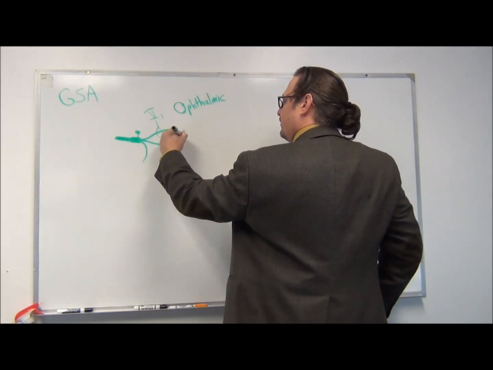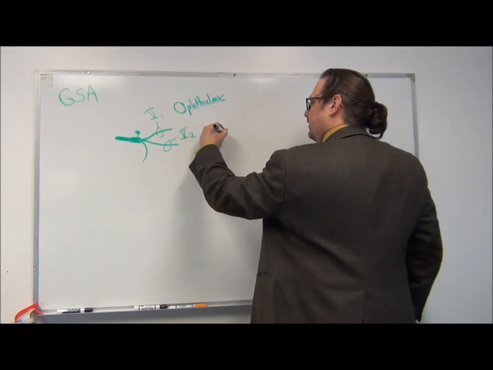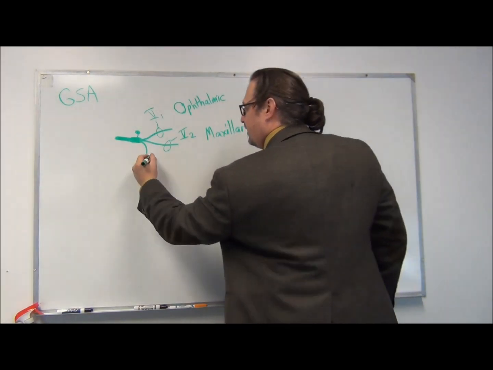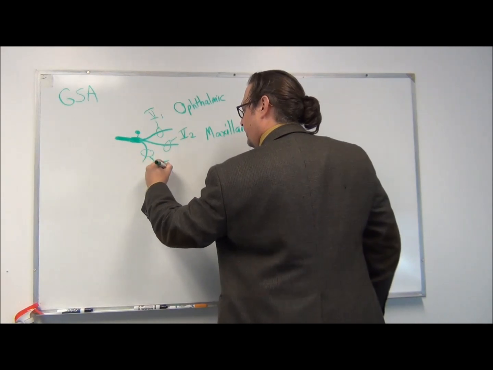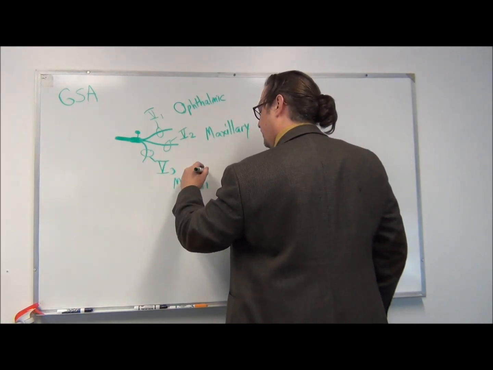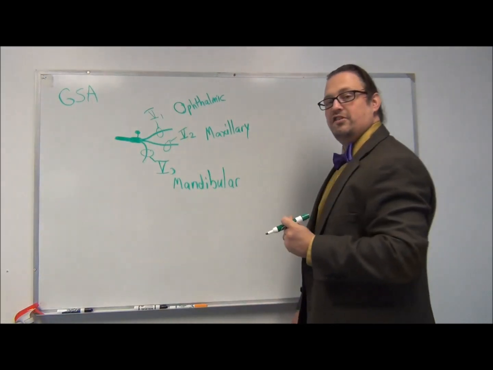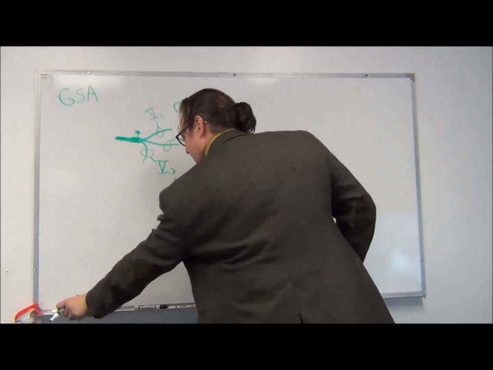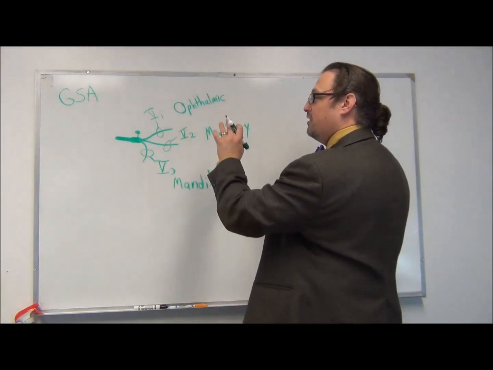V2, the second branch, is the maxillary nerve, or the maxillary branch of the trigeminal, and the last one is V3, the mandibular. As these exit the skull, they go through specific structures along the way that are characteristic. And we'll fill these in as we go into each one of these branches individually.